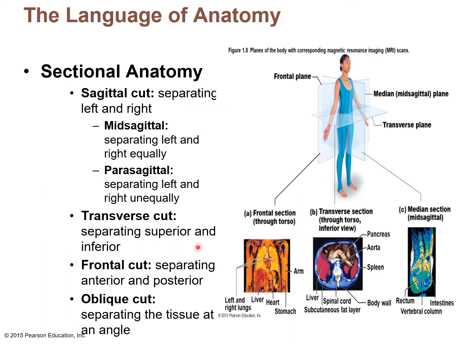So if you look at this image right here, you can see the shoulders and arms of that individual. You can see their lungs, and so you're basically looking at a front view of their body. For you to see a front view, that means you've cut along the frontal plane. So this would be a frontal cut right here.